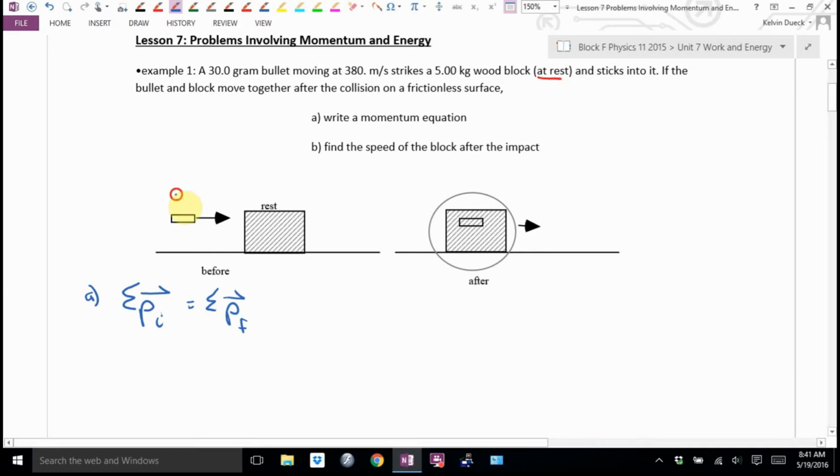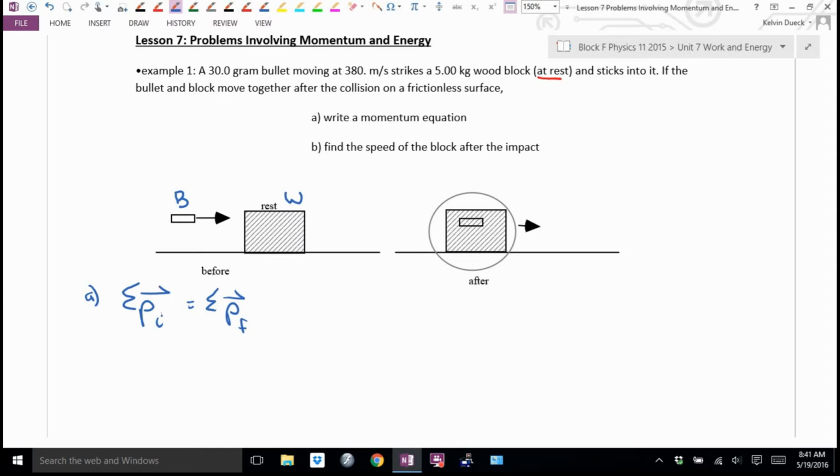I'm going to call this B for bullet. Oh, B for block. How about W for wood block? So I'll have mass B and mass W. Is that okay? For the collision, what's moving? The bullet, the wood, both, or neither?